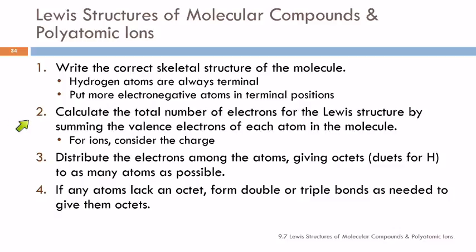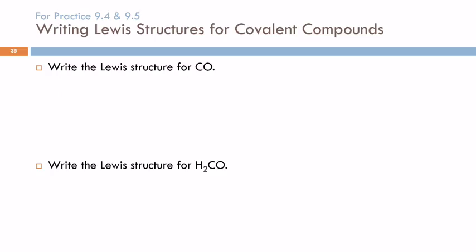So once you have your arrangement and your number of dots, you're going to distribute the electrons, the dots, among the atoms, trying to make everybody happy. Everybody wants 8 dots, except for hydrogen, he just wants 2. But you spread the dots around and see if you can make everybody happy. Sometimes you don't have enough dots, you don't have enough electrons. That means there's more sharing that's required. And so then make double or triple bonds as needed. So we'll do a couple of examples.